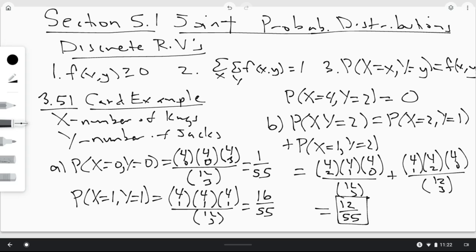I'm going to box this answer. I'm going to box my other answers too. That makes me feel good. Okay. So these are my answers for A and B.